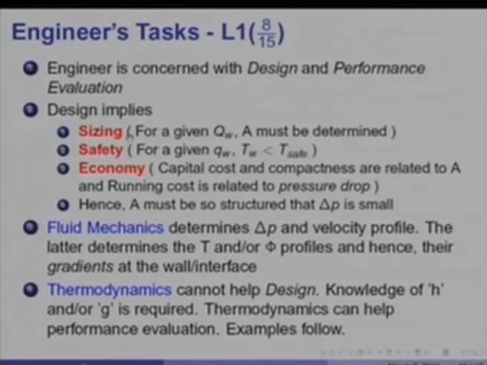Finally, the economy. The capital cost and the compactness of the heat transfer surface is related to surface area A required to transfer heat Q W, but the running cost is related to pressure drop because the fluids are being moved past the surface, and therefore, area A must be chosen or so structured that the pressure drop is as small as possible and the pumping power is small, so reducing the running cost.